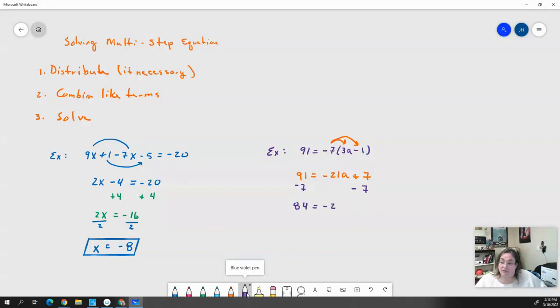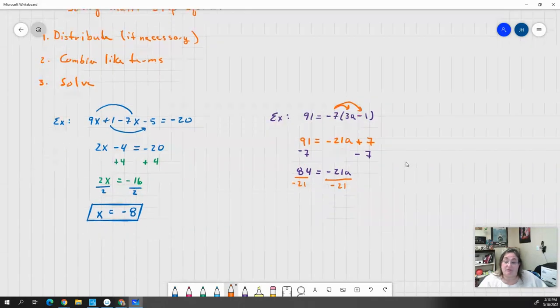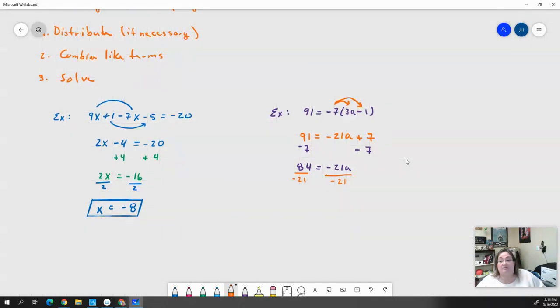equals negative 21a. Our last stop, right? The last thing that's being done to this A is that negative 21 that's being multiplied to it. And so the way we do that is by doing the opposite of multiplication, and we divide it by negative 21. But we have to divide both sides by negative 21 or we mess with the equality, right? It stays equal as long as we do it to both sides. Now 84 divided by negative 21 is going to be negative 4 equals A.